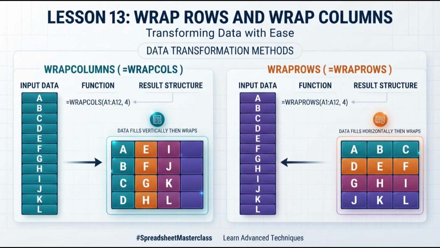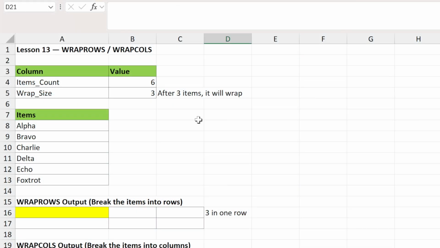In Lesson 13, we explore wrap rows and wrap columns, two powerful layout functions that help you convert long lists and group summaries into clean, structured blocks. These functions are not just for formatting, they are essential for building readable management reports, dashboard tiles, and compact summaries. We begin with a simple recap demo.